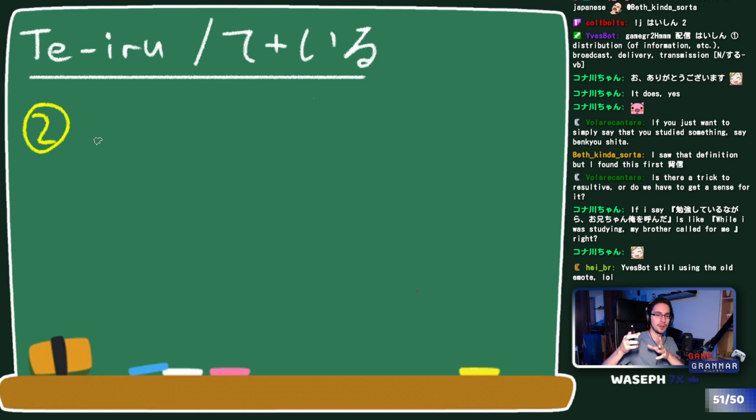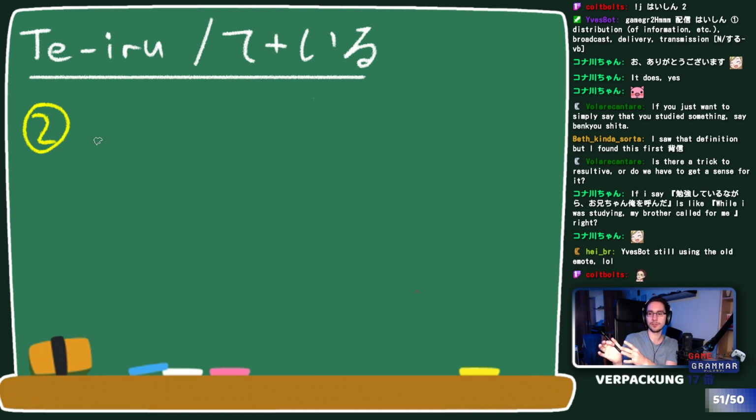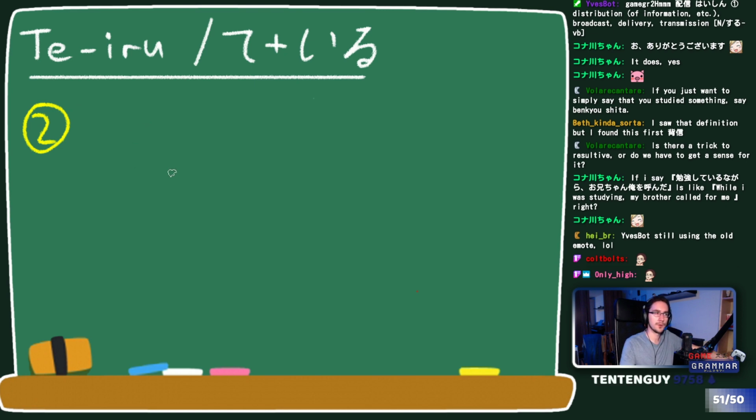So we are talking about something that is ongoing, but rather than the actual action, it is the result of the action. Okay? And this is important. So, a very common usage of that is, for example, with verbs of movement like iku. Iku means to go, right? Iku. So, what can I say?